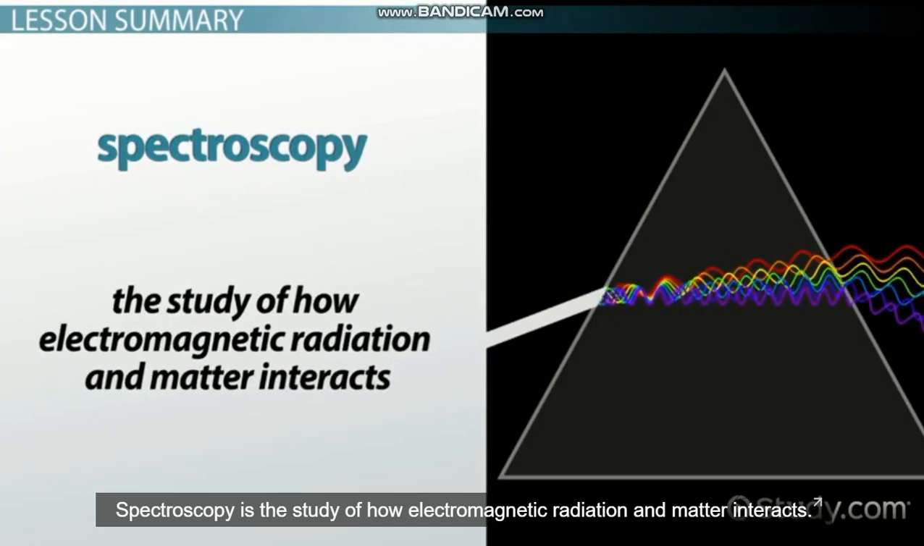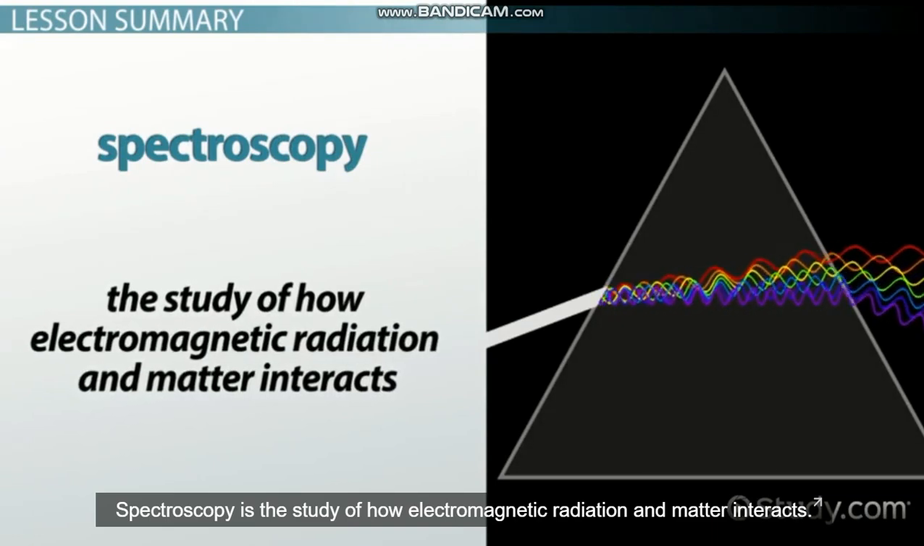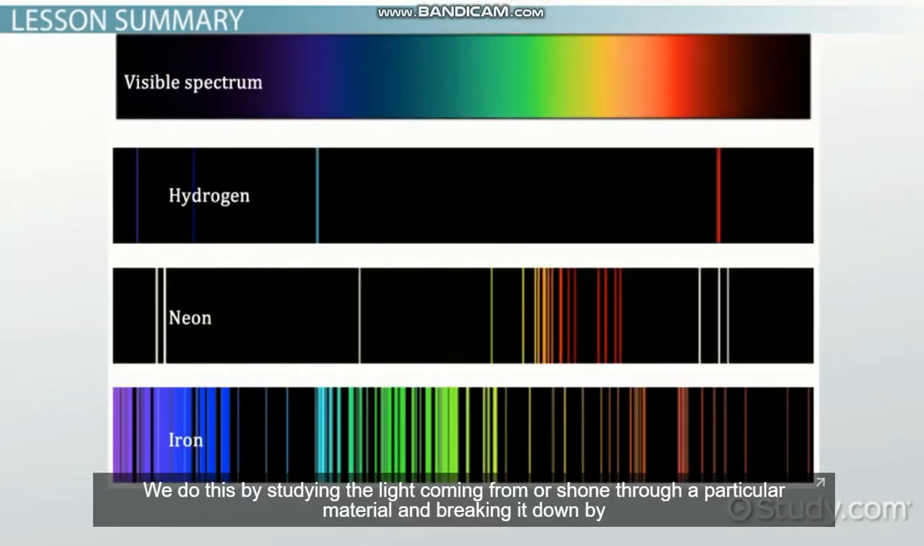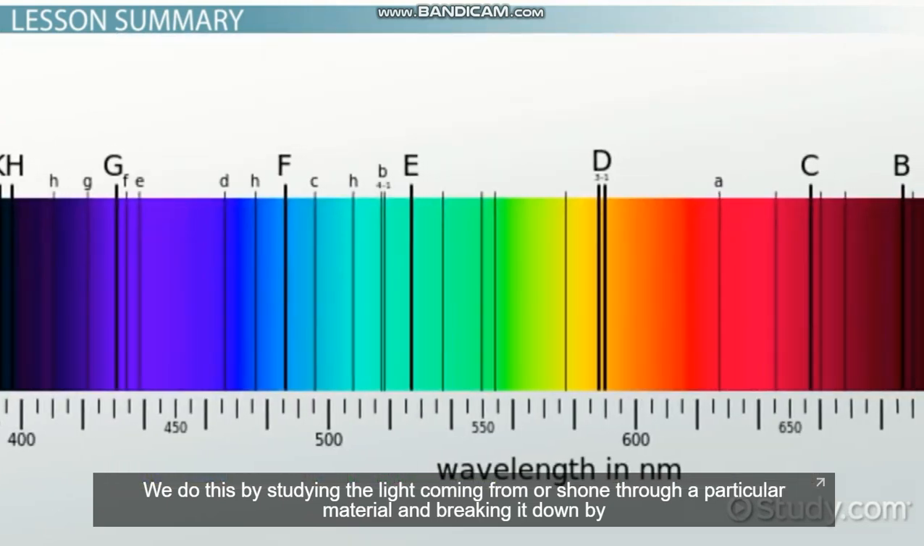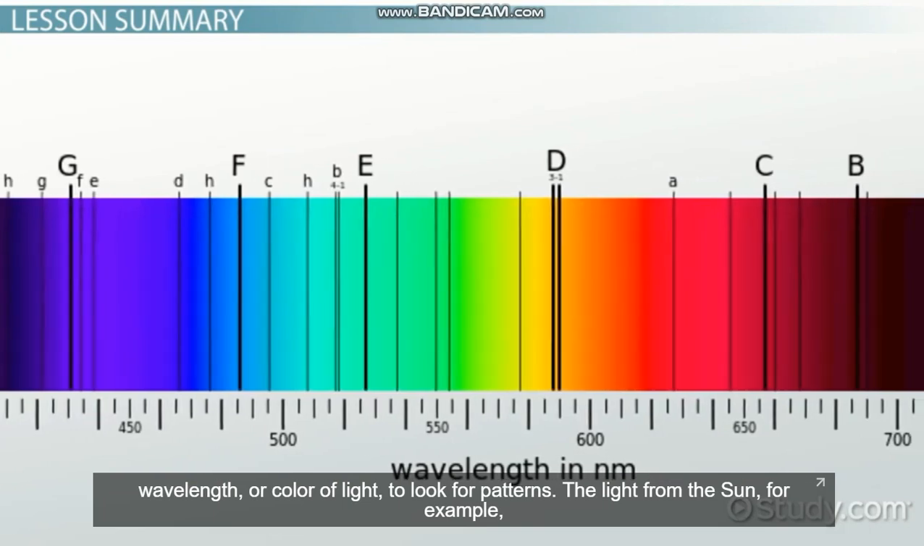Spectroscopy is the study of how electromagnetic radiation and matter interact. We do this by studying the light coming from or shown through a particular material and breaking it down by wavelength or color of light to look for patterns.